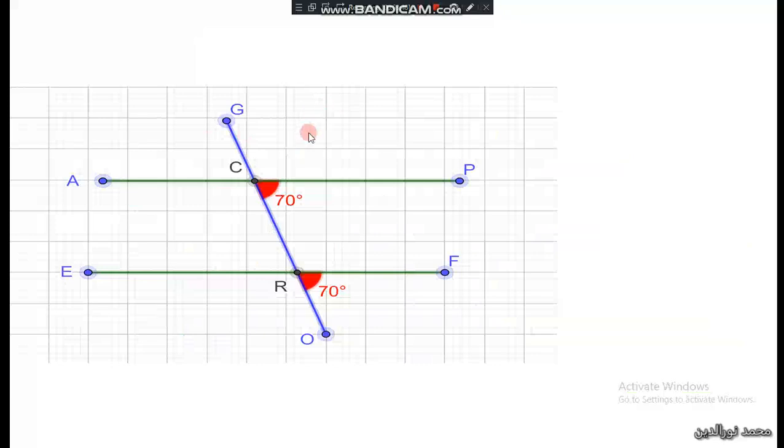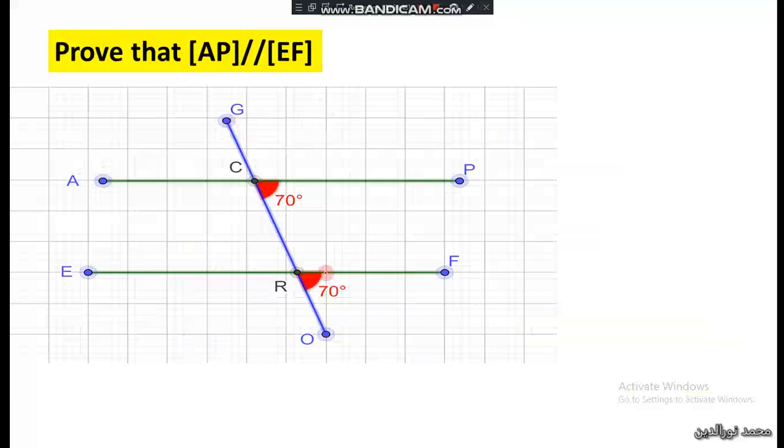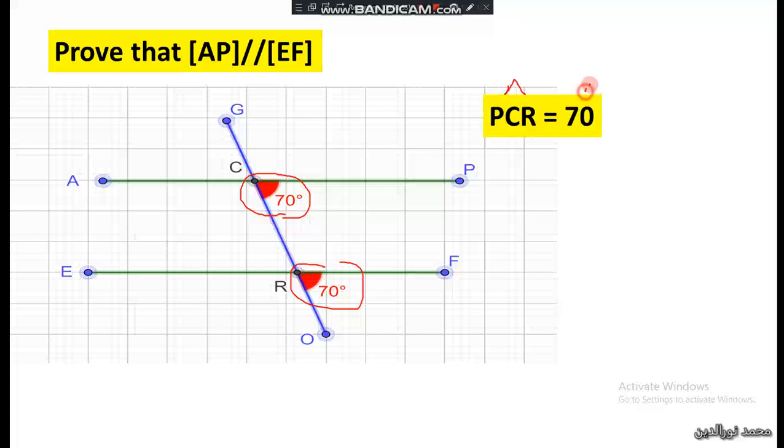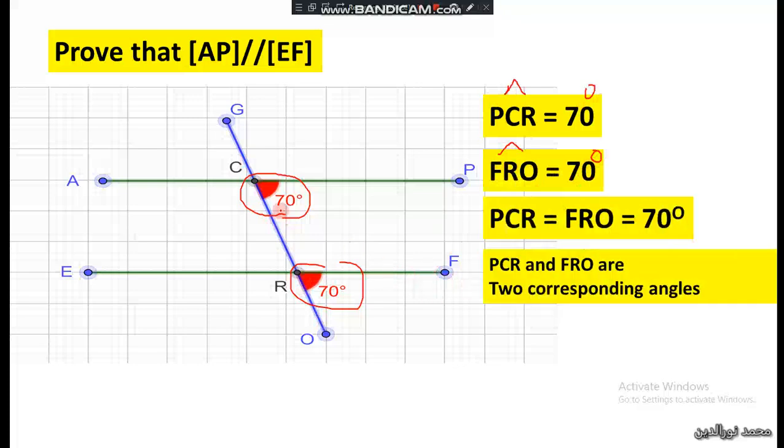So let's see this exercise. It says prove that the two lines AP and EF are parallel. What do I have here? I have this angle and this angle. The angle PCR equals 70 degrees, and the other angle FRO also equals 70 degrees, and they are corresponding angles. They occupy the same position, to the right bottom, to the right bottom. So they are corresponding angles. As we notice, we have two corresponding and equal angles, so the two lines are parallel.